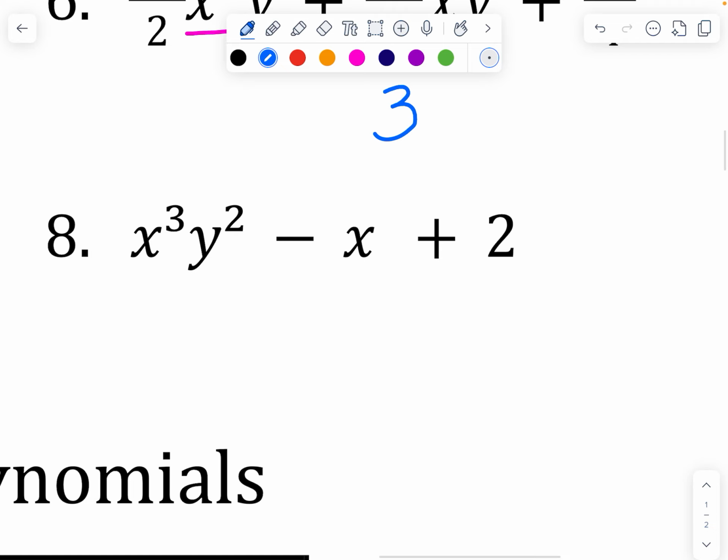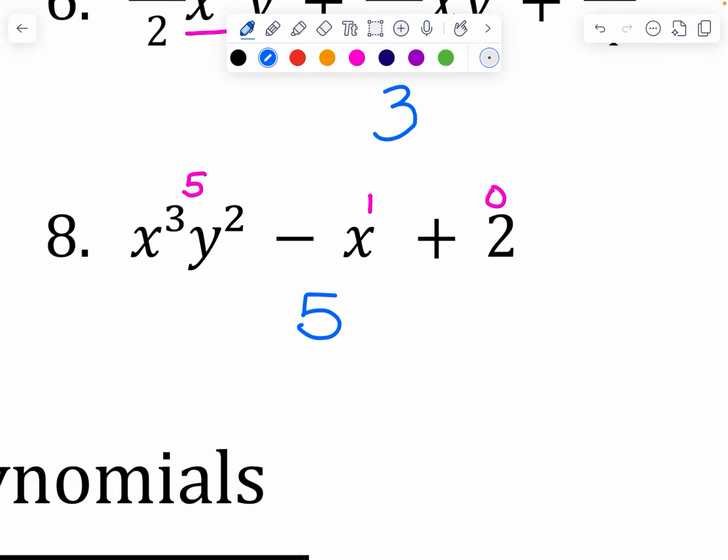Number 8, we have x to the third y squared minus x plus 2. So here we have a degree of 5, a degree of 1, and a degree of 0. So again, we're just taking the largest exponent. So that's going to be 5.